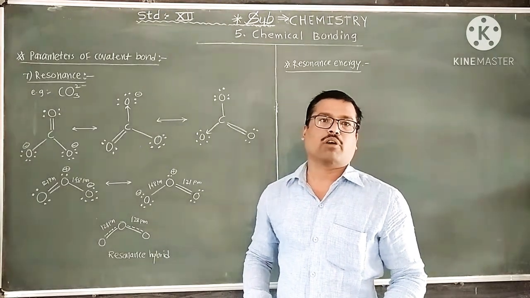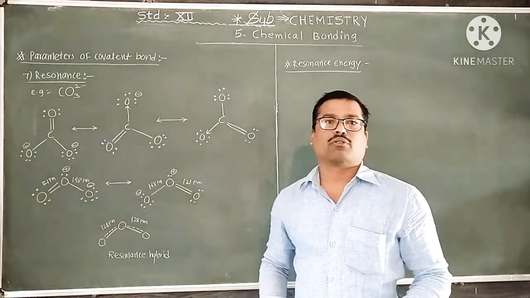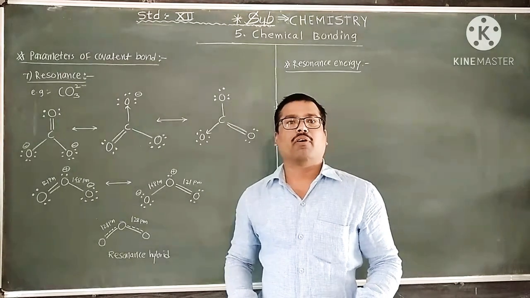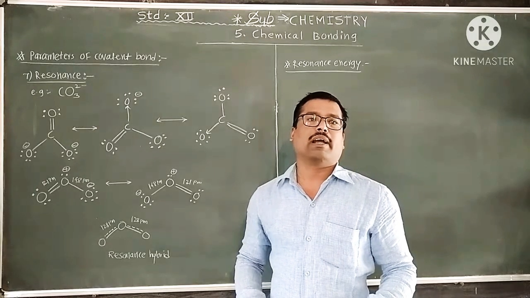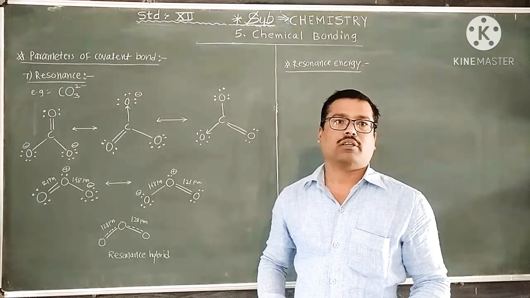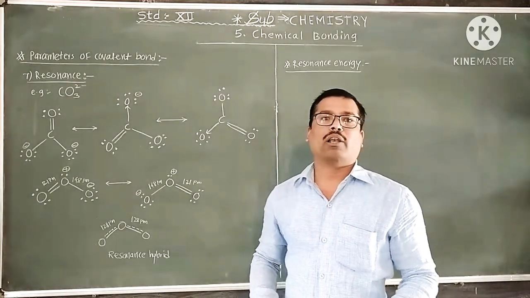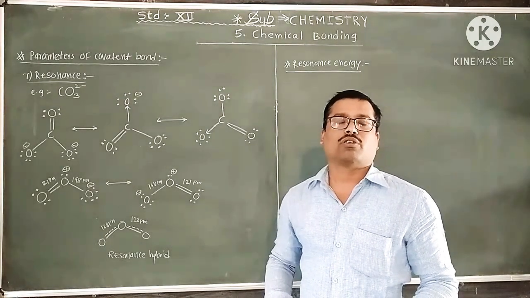A polyatomic molecule can be represented or indicated in different ways with the help of Lewis structures. Each structure differs from the other only in the position of the electrons, without changing the position of the atoms.